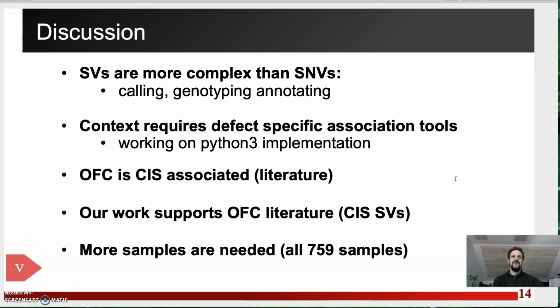What we need to do to further our work is to complete all of this data set. So we would want to do all 759 samples before we were able to make our final conclusions. And of course, this would also allow us to refine our framework, maybe add additional outside sources of information so that we can provide a more total context of what's going on in the cohort.